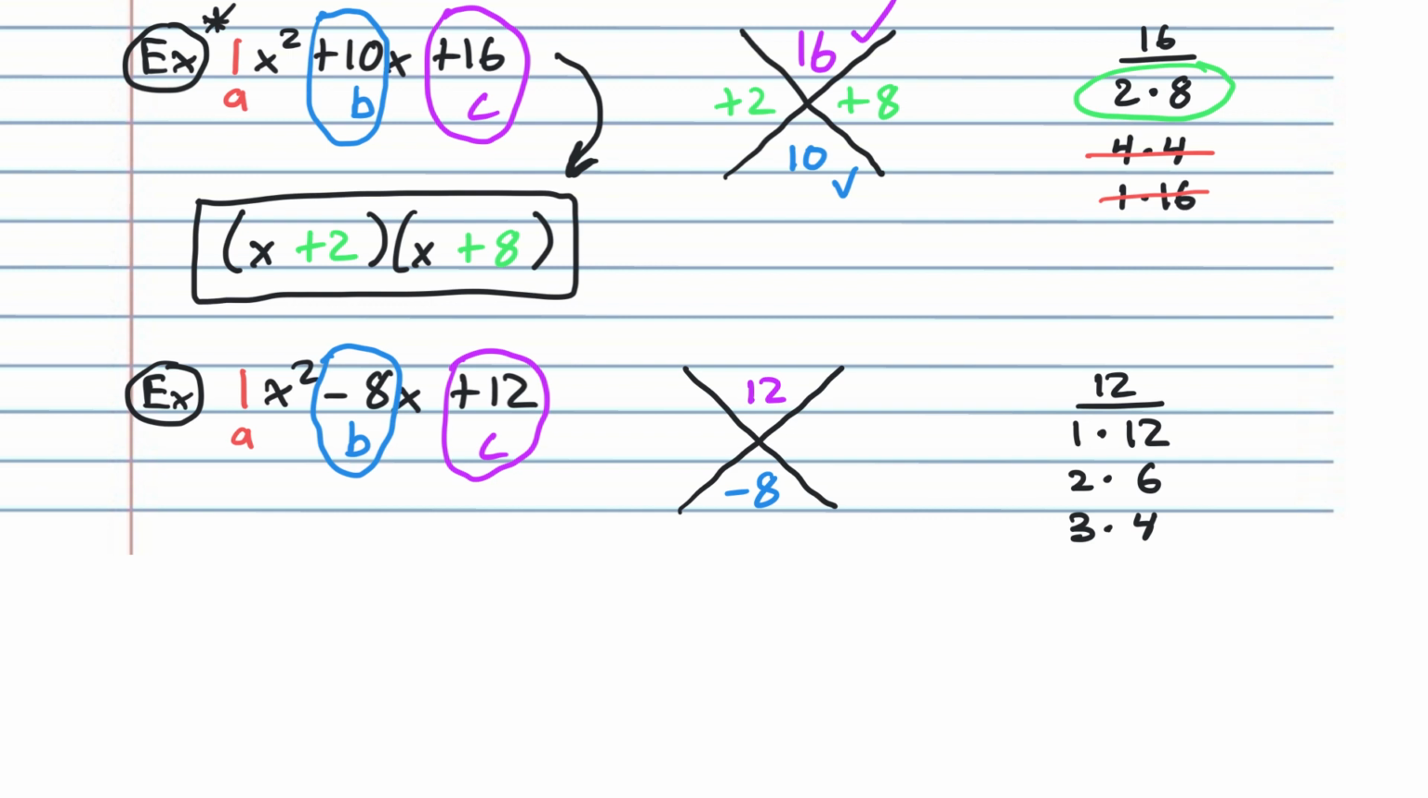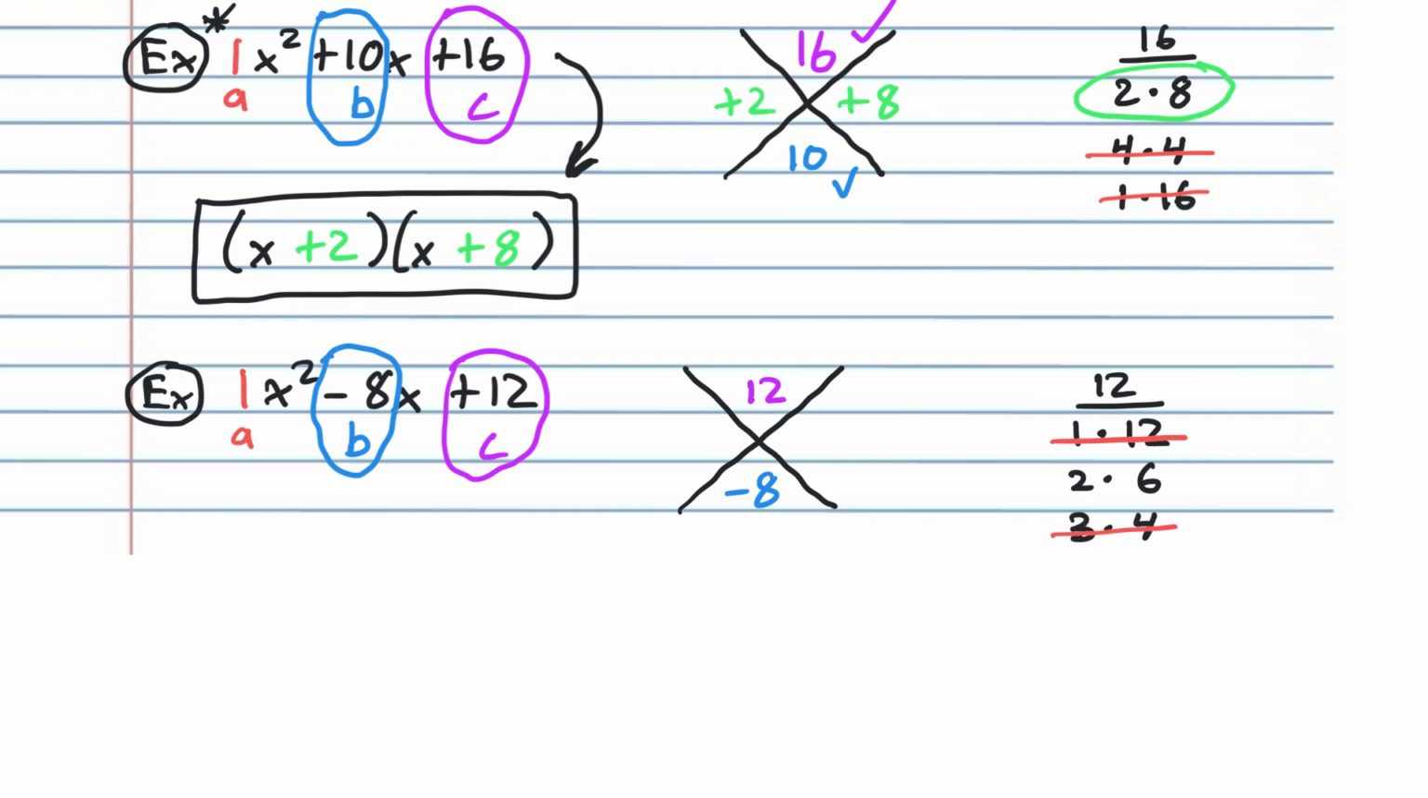Yeah. All right, so now we can go look at those, and which one of these 3 sets of numbers would add or subtract to a negative 8. Okay. Well, 1 and 12, not going to work. Okay. 2 and 6, that adds to 8, which is very, very close, but we wanted negative 8. So maybe we'll come back to that in a second. Okay, 3 and 4, that adds to 7. Okay, so that's not going to work.